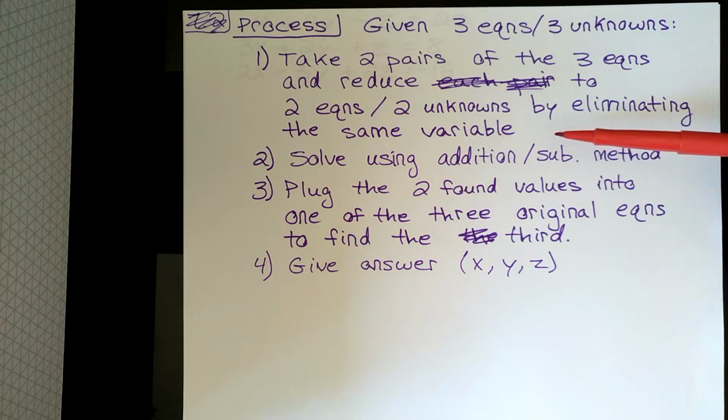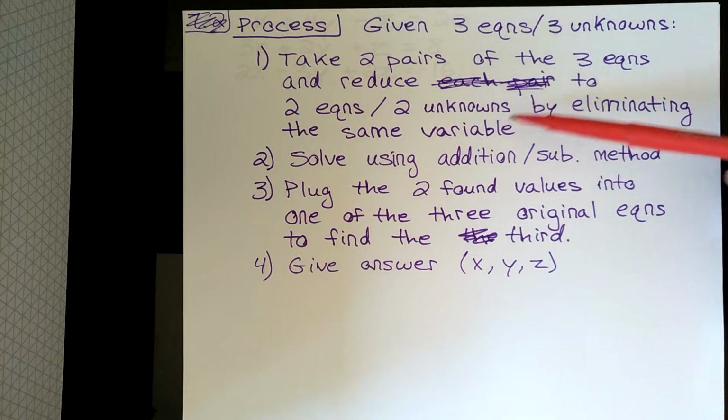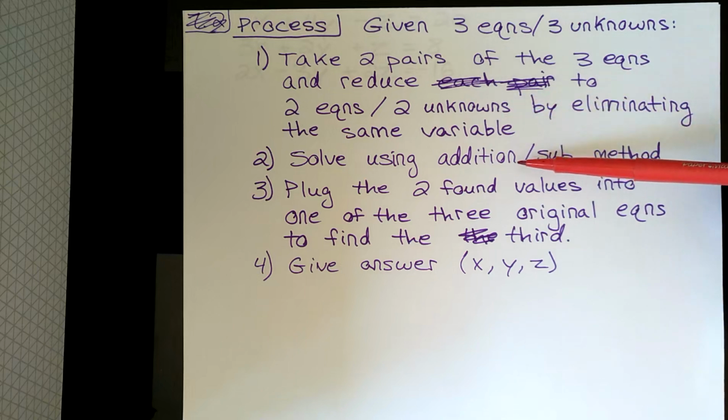pair. So in that example, say if you pick the first and second and third, in each of those pairs you will add them together using the addition method, for example, to eliminate the variable x. And when you do, you'll be left with just y and z in two equations. And we do that because now you can solve that pair of two equations, two unknowns, using the addition or substitution method like we've done previously.